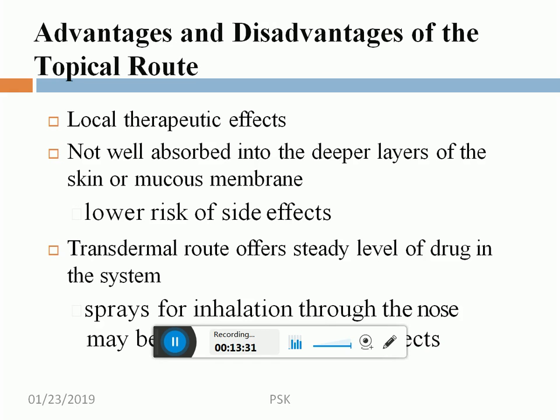So there will be some advantages and disadvantages of this topical route. The advantages: local therapeutic effect, not well absorbed into the deep layer of the skin or the mucous membrane, low risk of side effects. Transdermal route gives a steady level of the drug in the system. Spray for inhalation through the nose will be good for the activity. So you can use it this way. There will be some disadvantages and advantages while you are using the topical way of the drug.